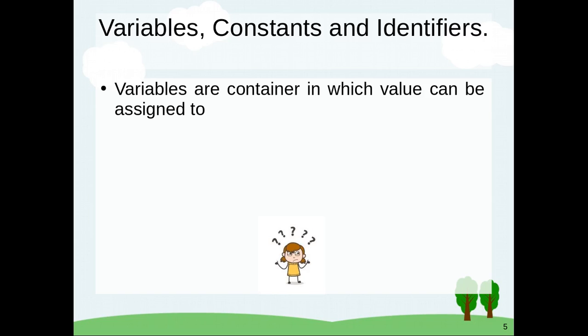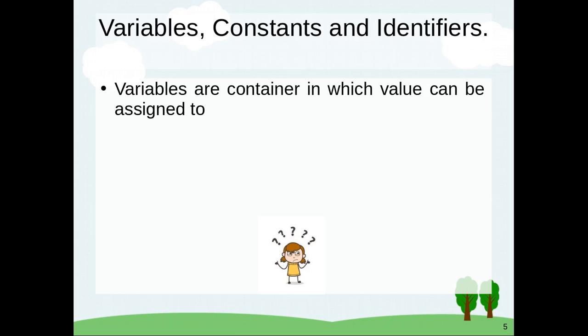So what is a variable? A variable is actually a container into which we can store our value. Variables are simply containers to which values can be assigned.